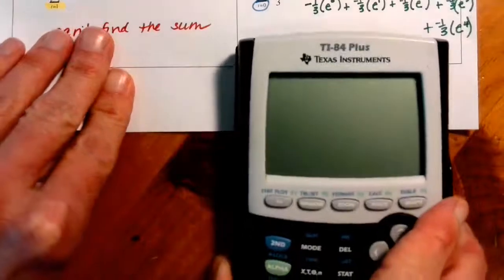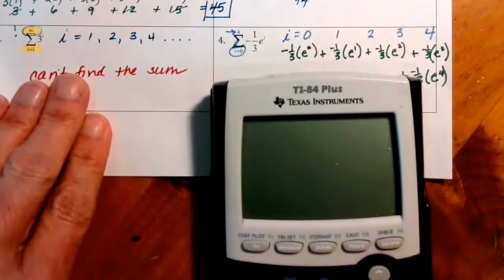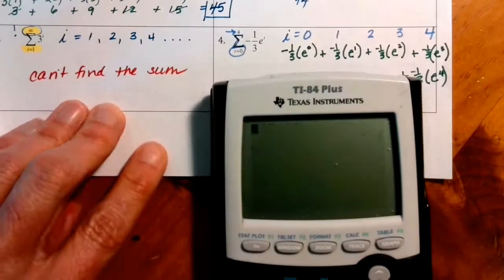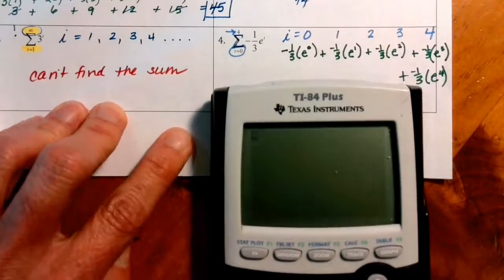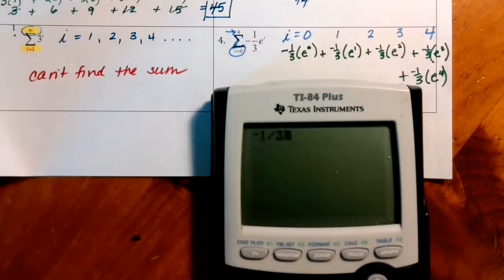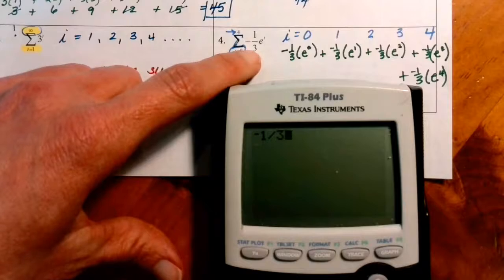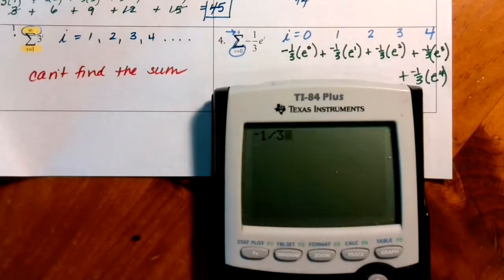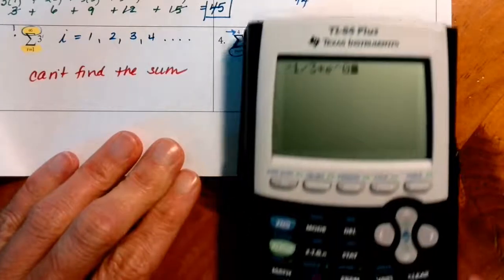So let's go ahead and talk about what it is that I have to enter in. We'll go to my home screen, clear everything out. So I have the opposite of 1 divided by 3, and we'll talk about some shortcuts to do this. So 1 divided by 3 times, oops, I don't want to do that. I want to do times, here's my e, and then to the 0 power.